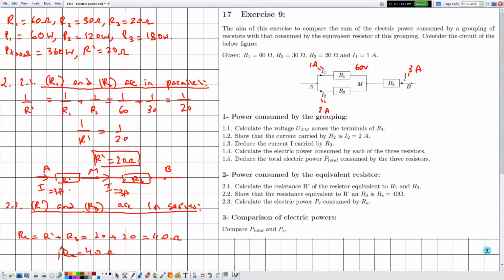And now we represent RE instead of all of these groupings. So the point M eventually disappears, and we are left with the point A, the point B, the value of I equal to 3 amperes, and RE equal to 40 ohms.